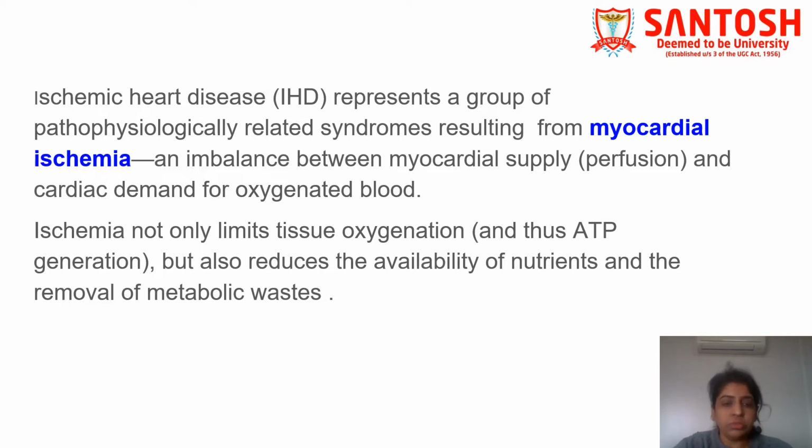What is myocardial ischemia? It is an imbalance between myocardial supply or perfusion and cardiac demand for oxygenated blood. Ischemia not only limits tissue oxygenation and thus ATP generation, but also reduces the availability of nutrients and there is a removal of metabolic wastes.